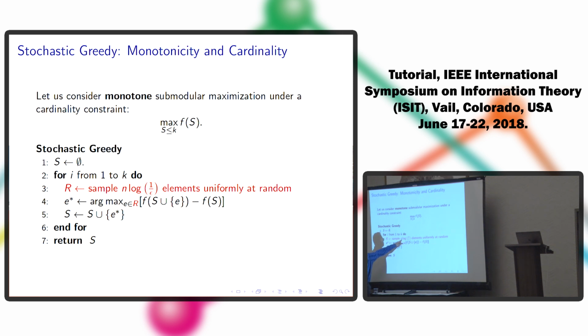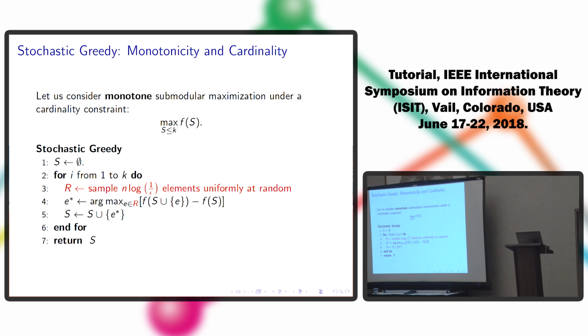I forgot, it should be n over k. I subsample basically n over k elements from the ground set every single iteration, uniformly at random. Then at each iteration, the number of evaluations is going to be n over k. I have k iterations, so the total number of evaluations is going to be n. So it's linear. In linear time, I can basically run this algorithm.